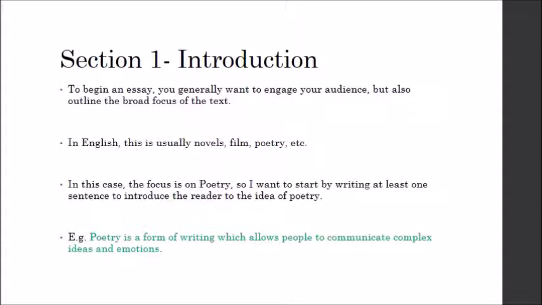You can see some of the other titles below, like it could be novels or film or poetry. If I was doing this about a film, my first sentence might be, film is a dynamic way of presenting stories visually, or something like that. But in this case, the focus is on poetry. So I want to start by writing at least one sentence which introduces the idea of what poetry is and what it's all about. I've just created this sentence: Poetry is a form of writing which allows people to communicate complex ideas and emotions.